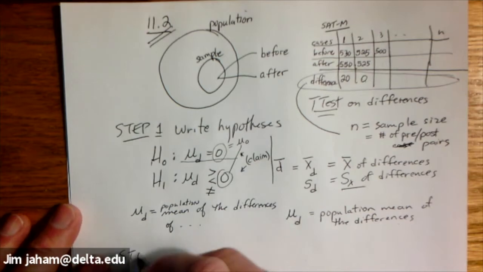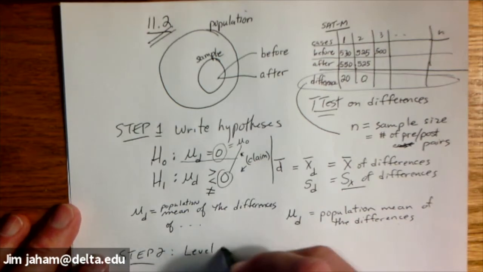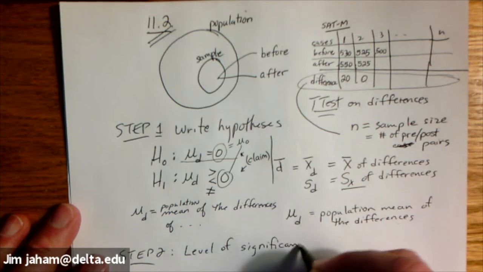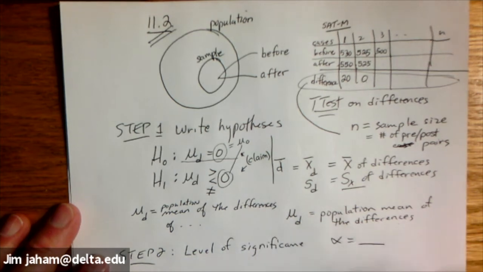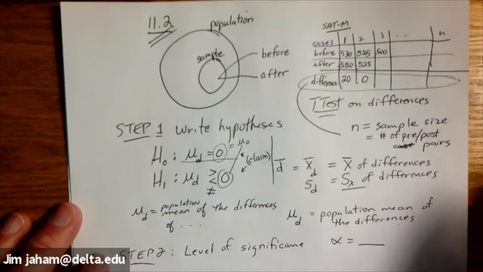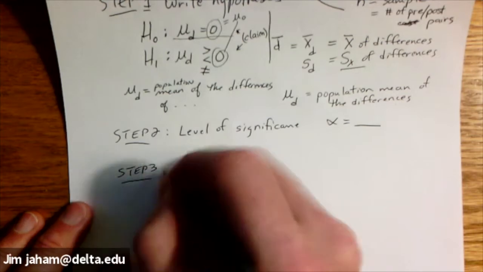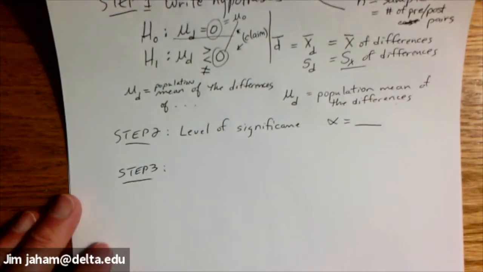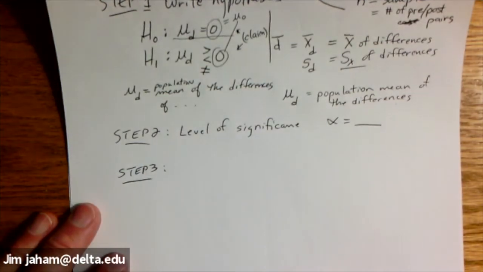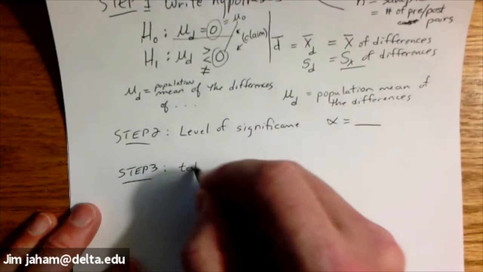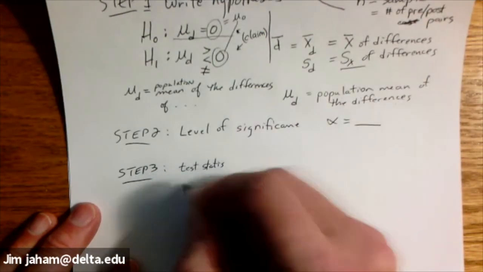Step 2. That's the level of significance. And there's no change there. Just look for alpha. It's going to be in the problem somewhere. Step 3 is to gather the evidence that will help you make the decision. And this involves finding a test statistic and a p-value.